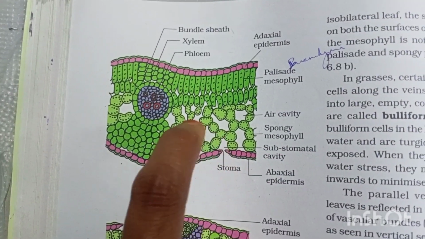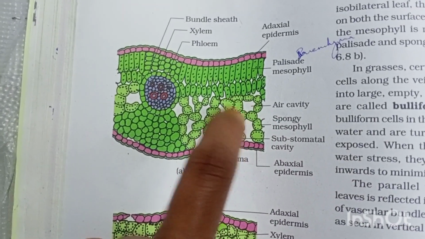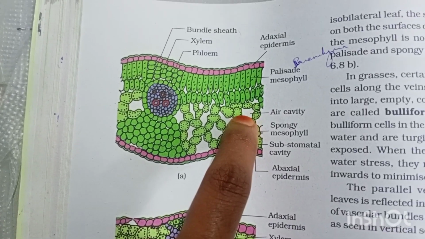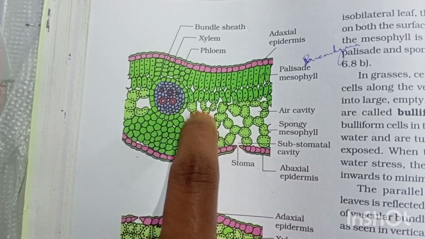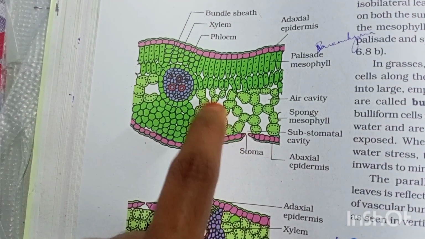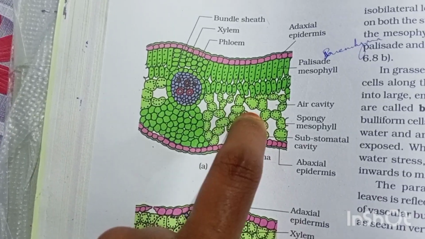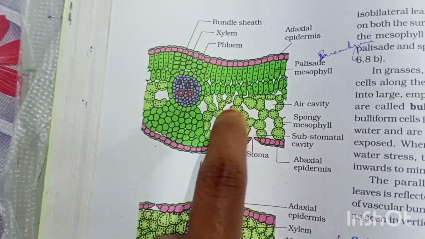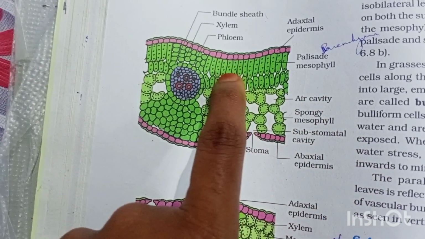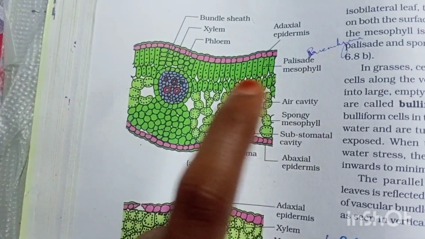Here you can see some oval or round shaped cells which are arranged loosely with a lot of spaces among them. Since the spaces are occupied by air, they are known as air cavities. These cells are known as spongy parenchyma. So the elongated cells which are closely arranged and parallel to each other are known as palisade parenchyma.